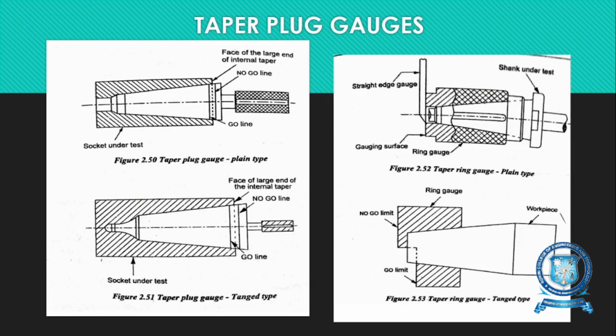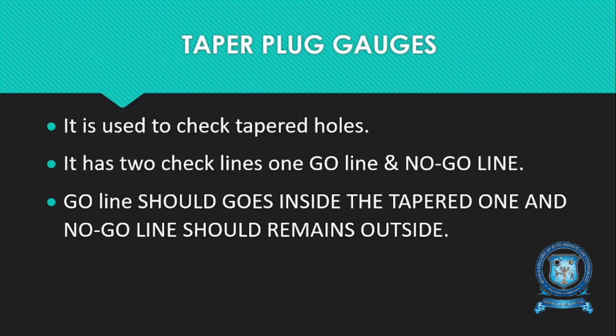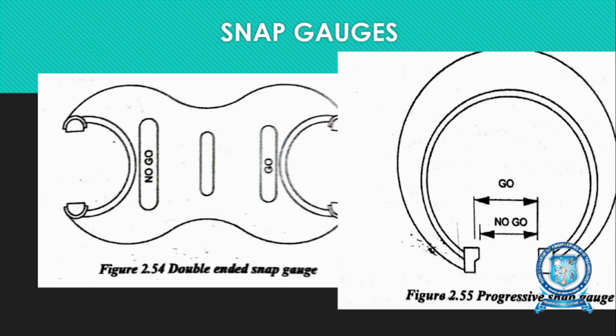And the next one is that these taper plug gauges are used to check the taper holes. It has two lines. One line is the go line and another one is the no go line. The go line goes inside the tapered hole and the no go line should remain outside. And the next one is snap gauges.